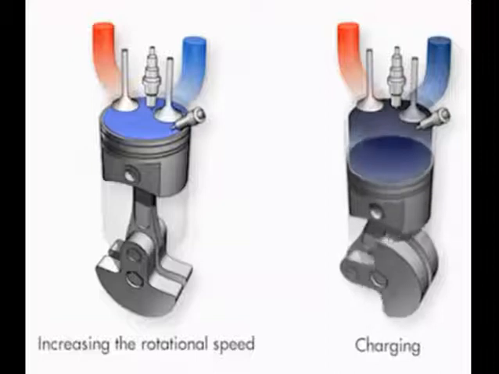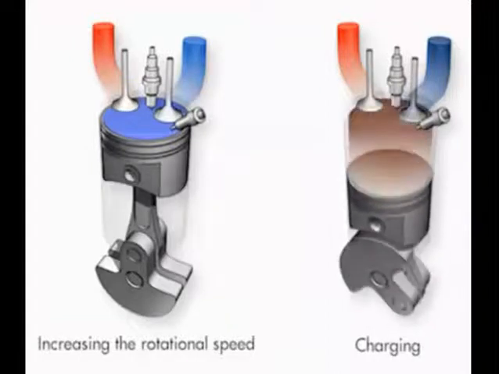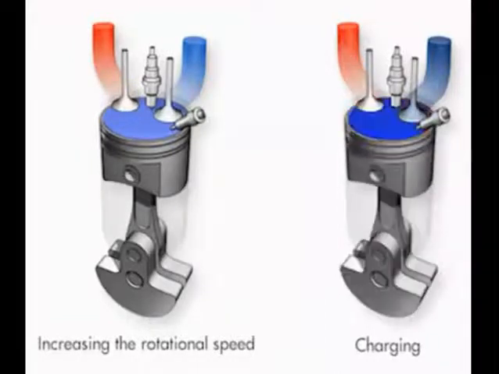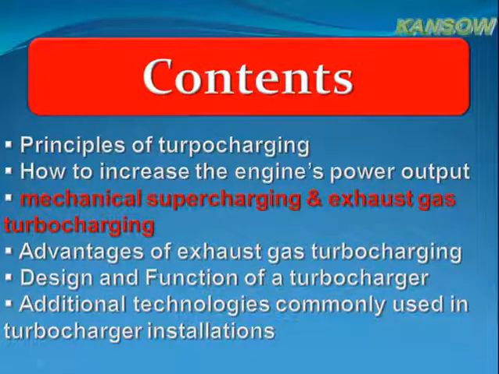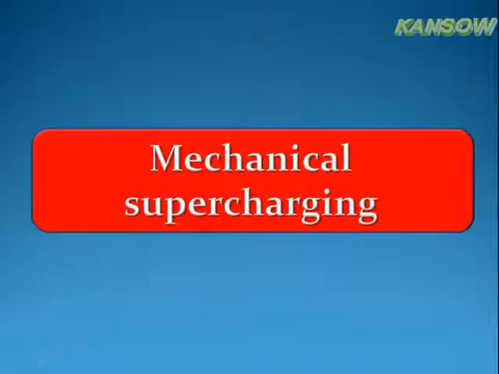This is shown in our animation by the dark blue color of the pre-compressed air. Owing to the increased oxygen content, in turn, more fuel is able to be combusted so that the output of the engine increases at the same speed and with the same displacement. Mechanical supercharging and exhaust gas turbocharging. Mechanical supercharging.